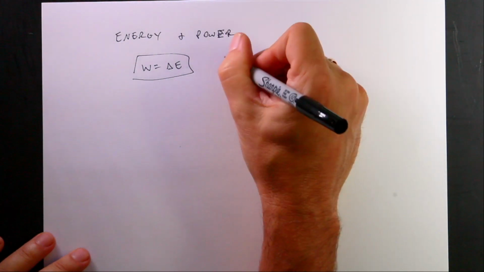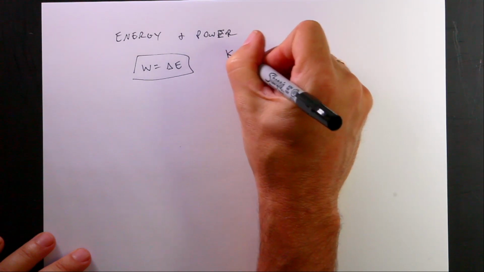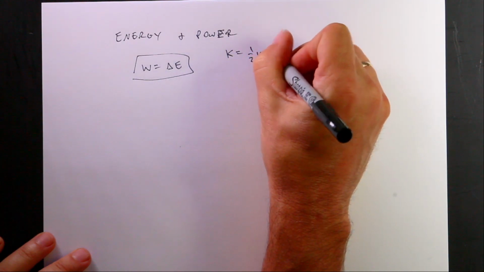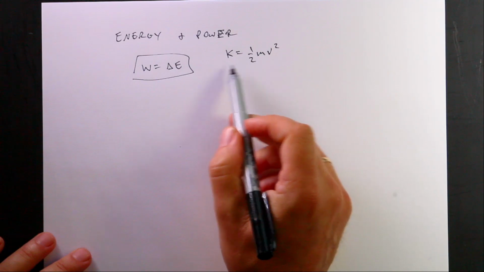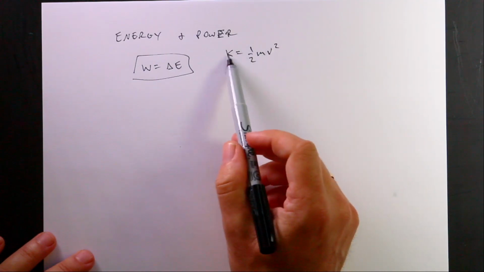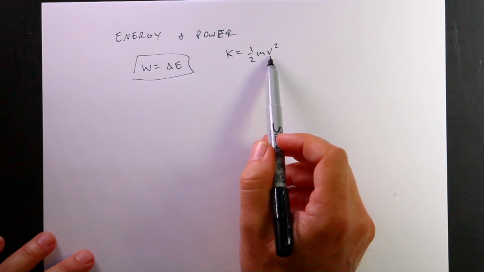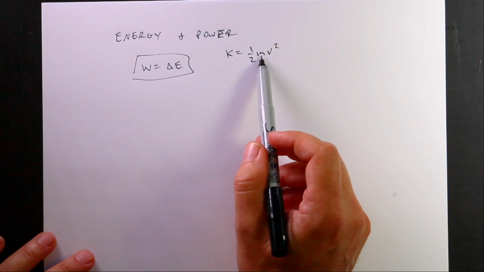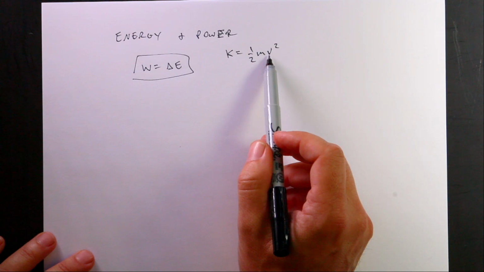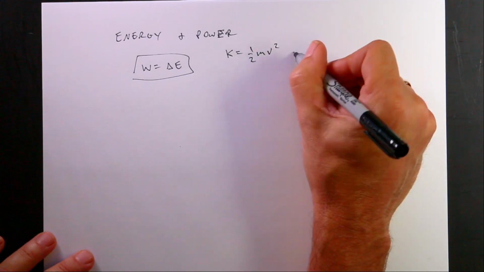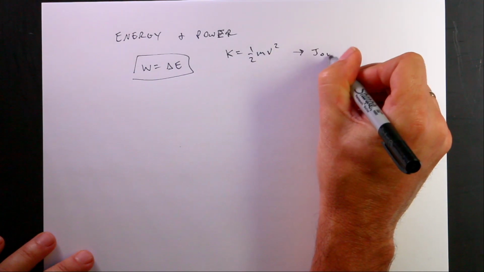So one of the common energies that you'll see is kinetic energy. This is the energy associated with an object that's moving. So for a moving object, we have 1/2 the mass of the object times the velocity squared. And again, if the mass is in kilograms and the velocity is in meters per second, then this will be in units of joules. And that's what you usually want.